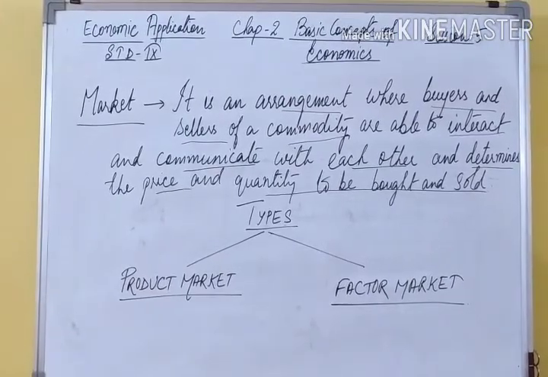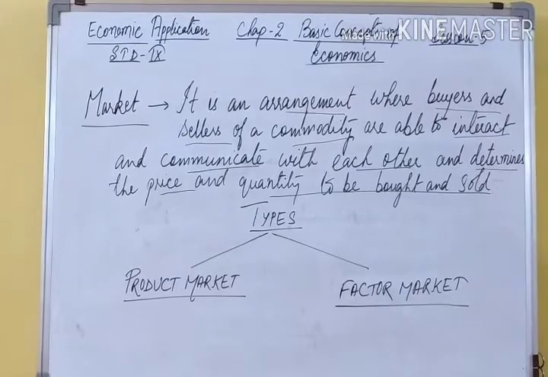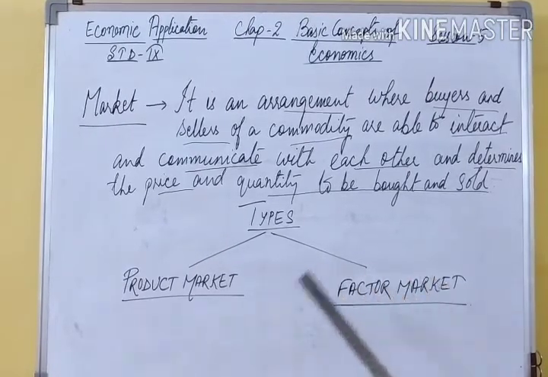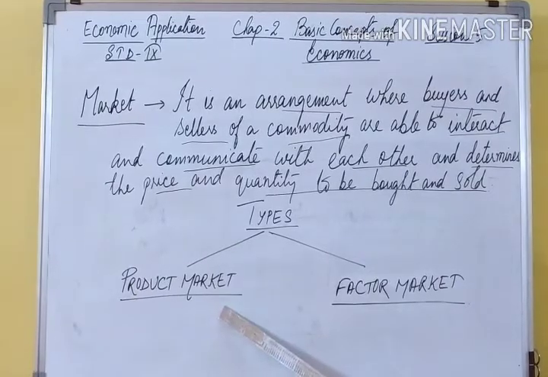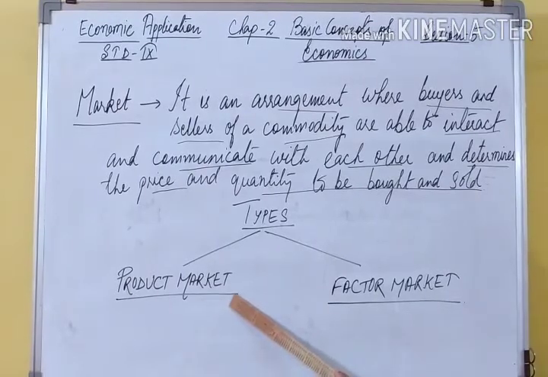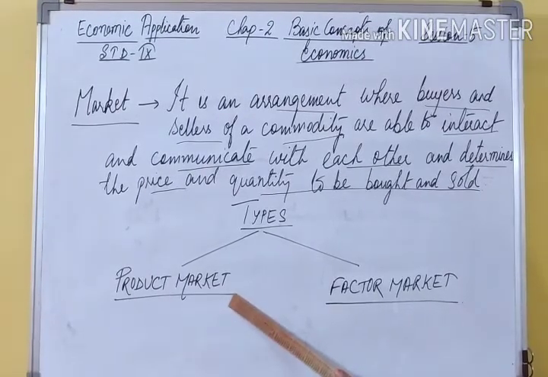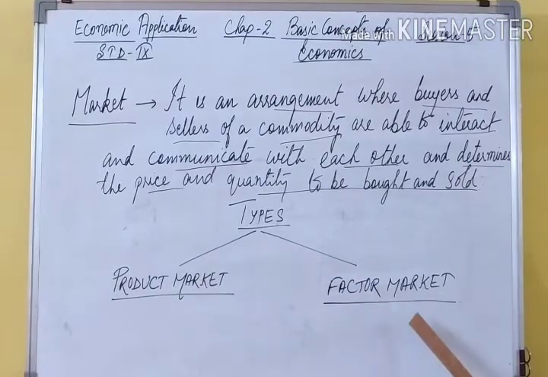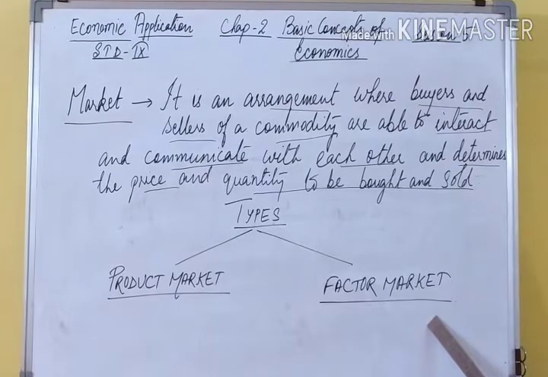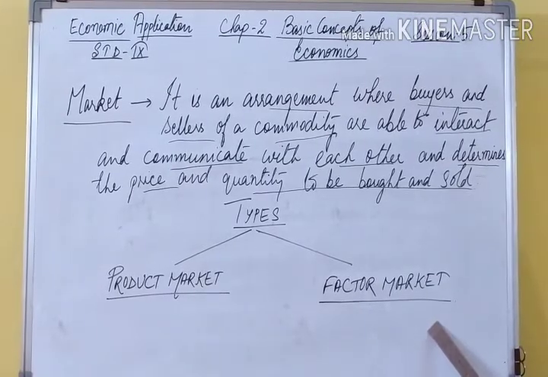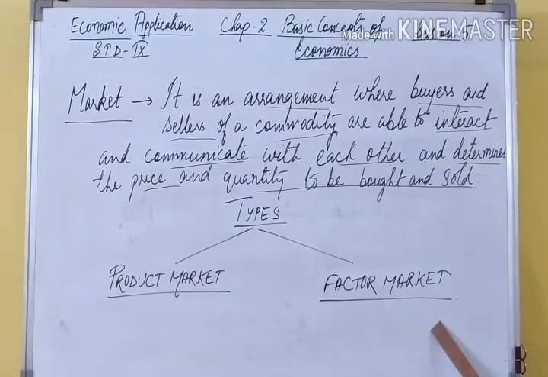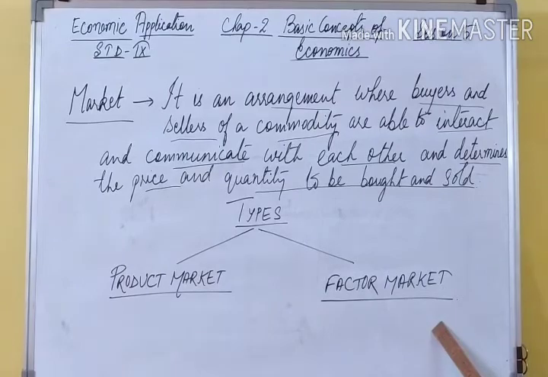Next, what are the two types of market? The two types of market are product market and factor market. What are product markets? Product markets are those markets where consumer goods are bought and sold. What are factor markets? Factor markets are those markets where factor services are bought and sold, like the labor market. So I hope this part is clear to you.